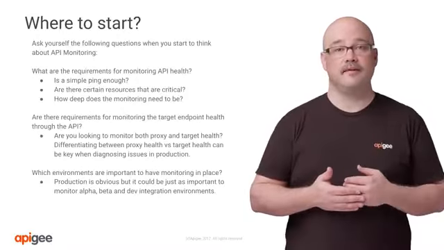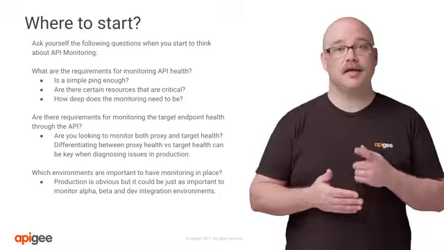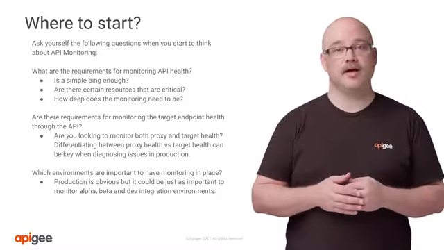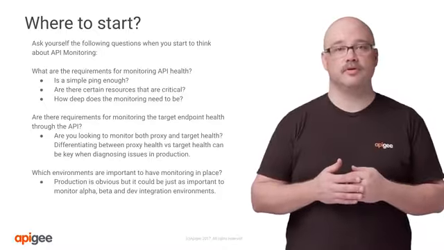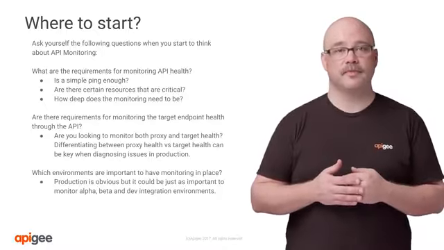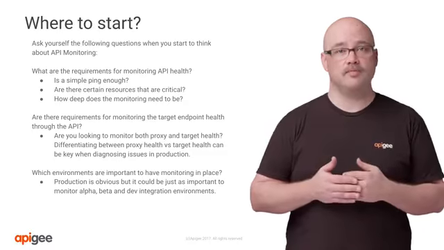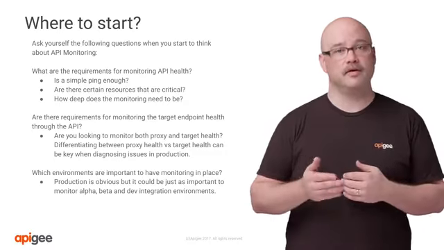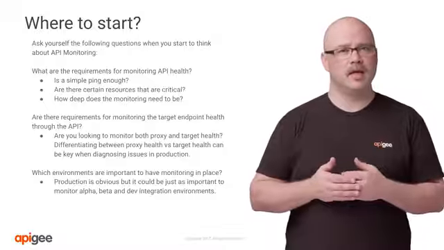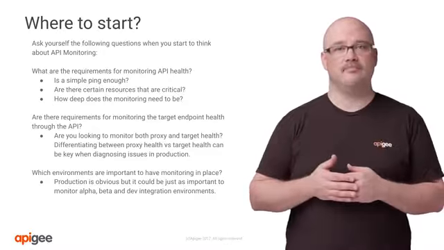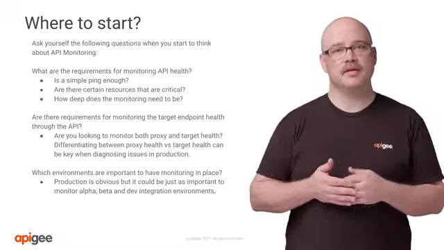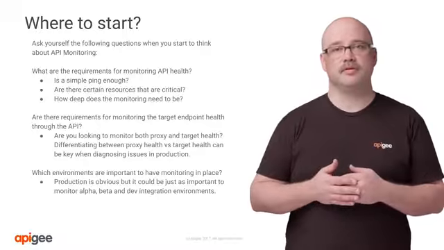When you begin thinking about how to monitor your APIs, you should begin by asking probing questions about the depth of monitoring necessary to prove your service level agreements. Is it enough to know that a service is up, or must you also be able to prove that there are critical resources available? Can you monitor only the API endpoint proxy, or to meet your SLA, should you also be monitoring the target endpoint?